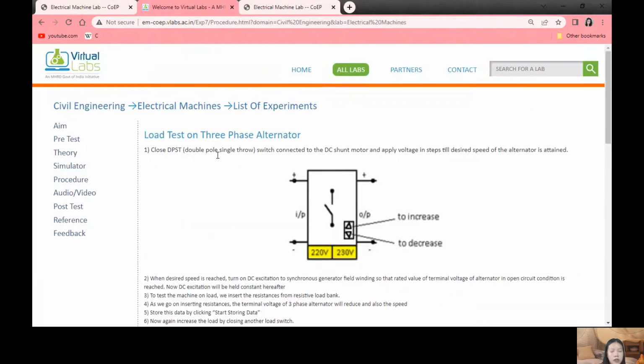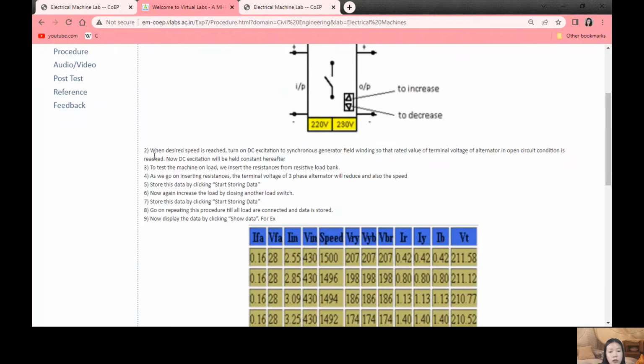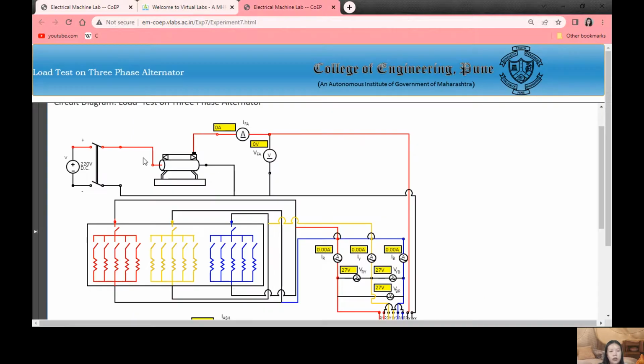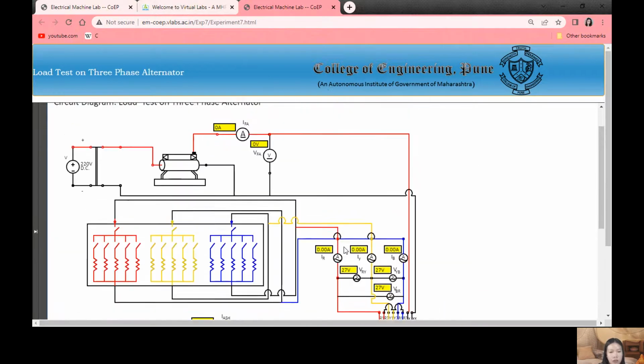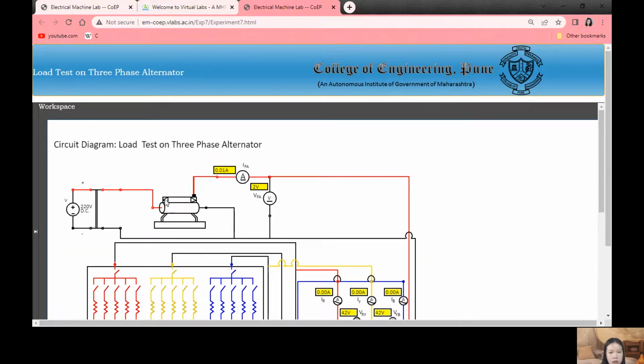Next natin gagawin is when desired speed is reached, turn on DC excitation to synchronous generator field winding so that rated value of terminal voltage of alternator in open circuit condition is reached. Now, DC excitation will be held constant hereafter. So, ito-turn on na daw natin to. And then, i-adjust natin yung rheostat hanggang sa ma-reach natin yung 415 na armature voltage ng alternator. And so, adjust lang natin to.